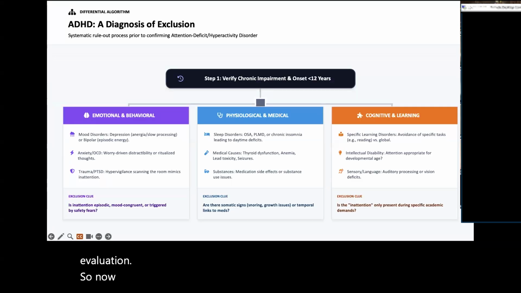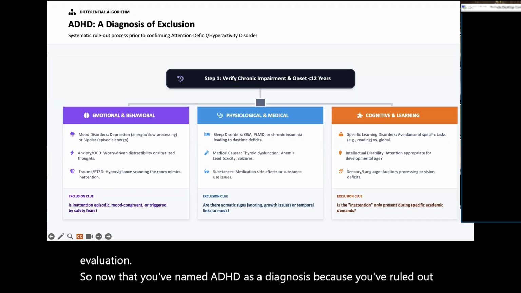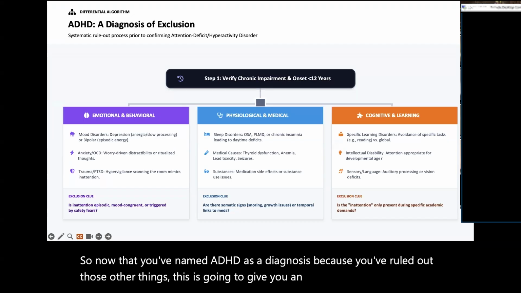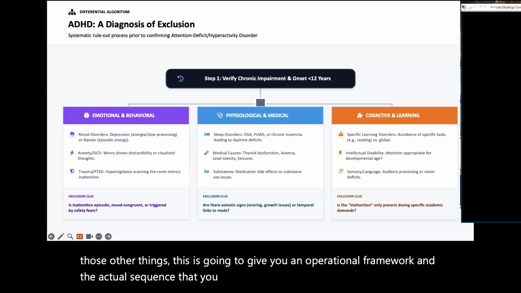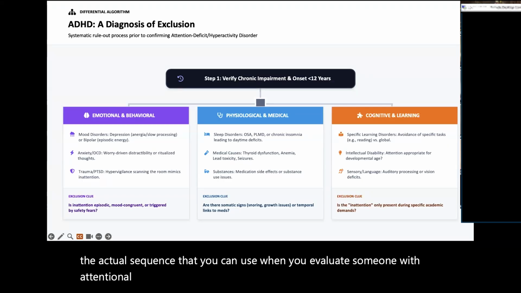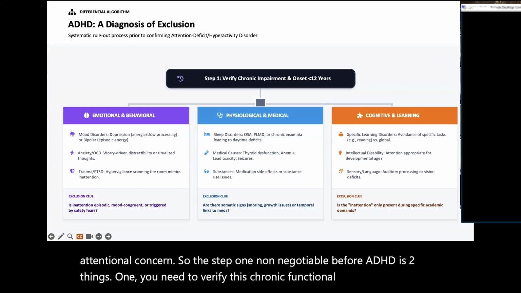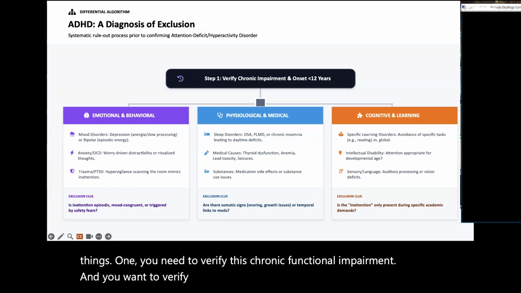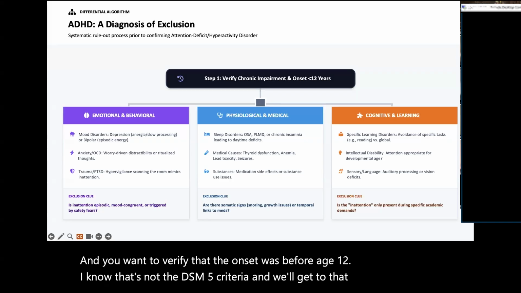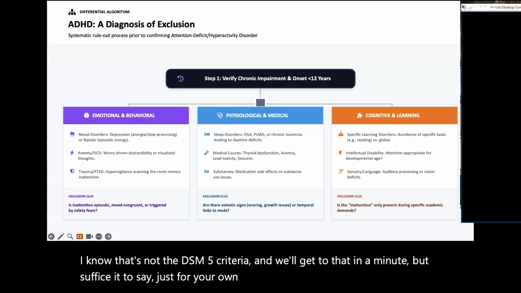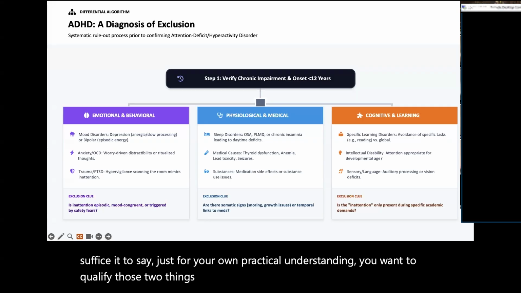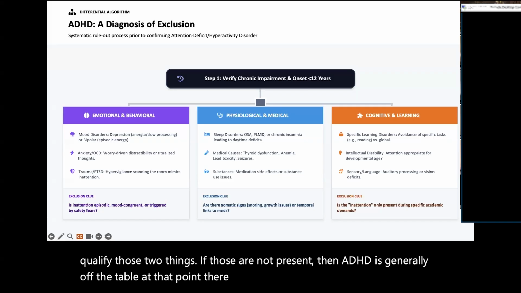So now that you've named ADHD as a diagnosis because you've ruled out those other things, this is going to give you an operational framework and the actual sequence that you can use when you evaluate someone with attentional concern. So the step one non-negotiable before ADHD is two things. One, you need to verify chronic functional impairment, and you want to verify that the onset was before age 12. I know that's not the DSM-5 criteria, and we'll get to that in a minute. But suffice it to say, just for your own practical understanding, you want to qualify those two things. If those are not present, then ADHD is generally off the table at that point. There is adult ADHD. We'll talk about that.